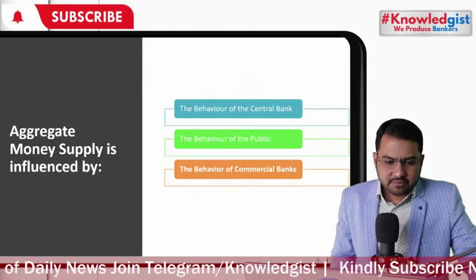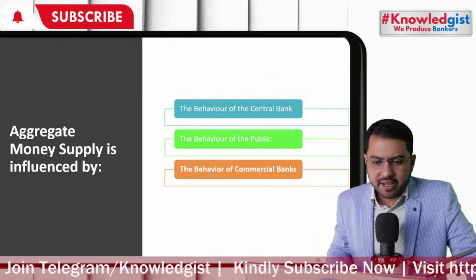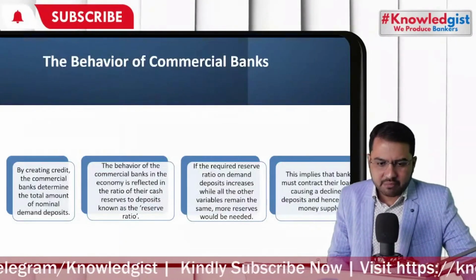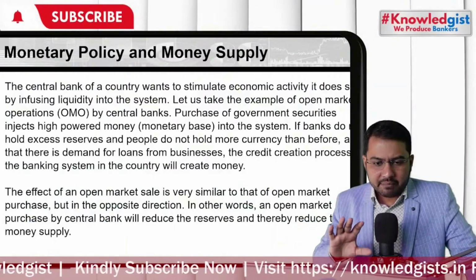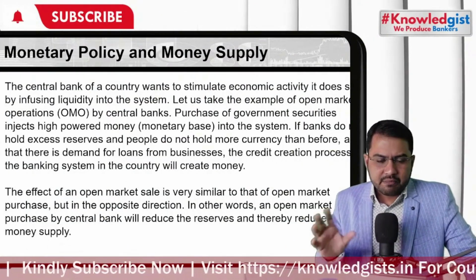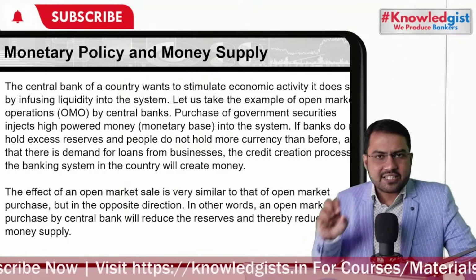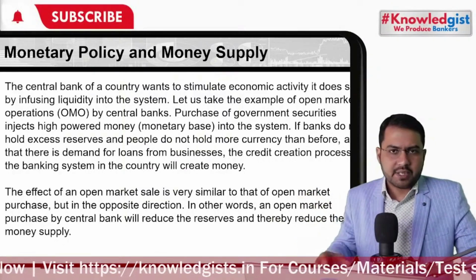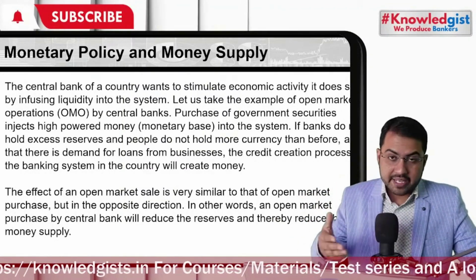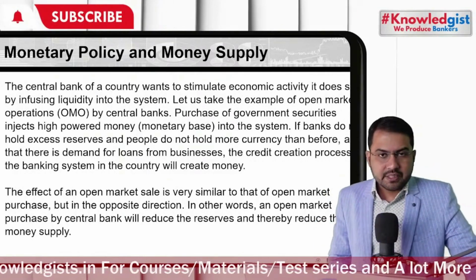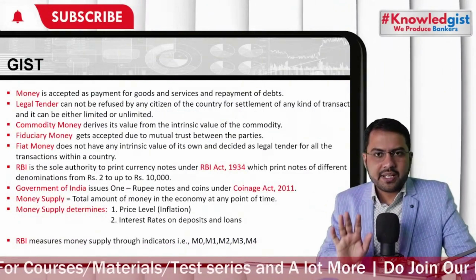So the determinants of money supply: the aggregates of money supply are based on the behavior of the central bank, the behavior of the public, and the behavior of the commercial banks. You can get it from the notes. Monetary policy and money supply. In monetary policy they discuss OMO, open market operation. Through open market operations, Reserve Bank of India buys and sells securities, and then the money supply is checked.